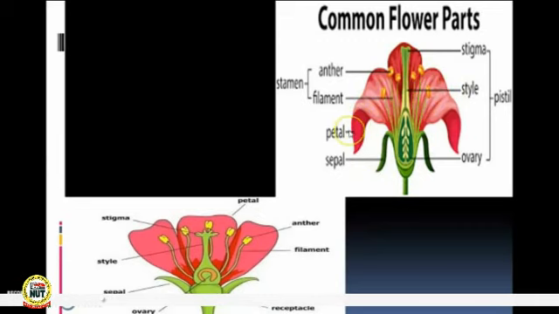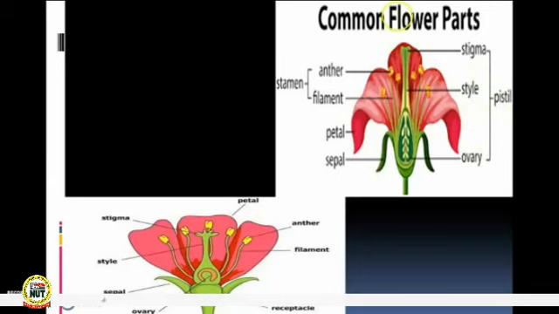This colored part is called petal. It attracts insects, animals, and man, and aids pollination. The third one we talked about was the stamen, and I told you that the stamen consists of the anther and the filament. Look at the anther, the swelling part, and look at the filament. The last one was the carpel, and I told you these three parts make up the carpel: the stigma, the style, and the ovary. They form what we call the pistil, or gynoecium.